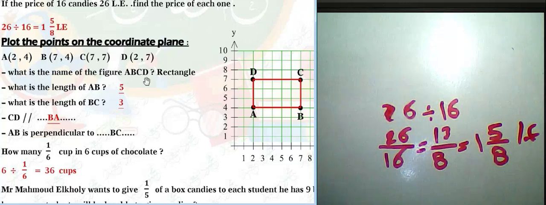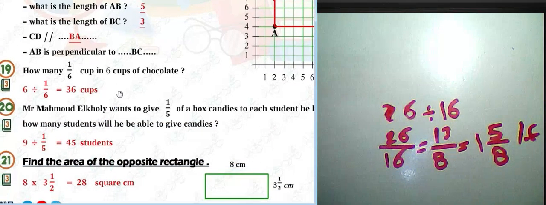What's the name of the figure ABCD? We call it a rectangle. What is the length of AB? Length here is 5 units from A to B. 7 minus 2. Or you can count the points here. How many units here? 5. What is the length of BC? 1, 2, 3. CD is parallel to AB. AB is perpendicular to what? AB is perpendicular to BC or AB is perpendicular to AD.